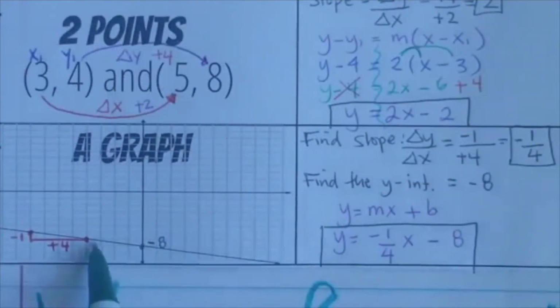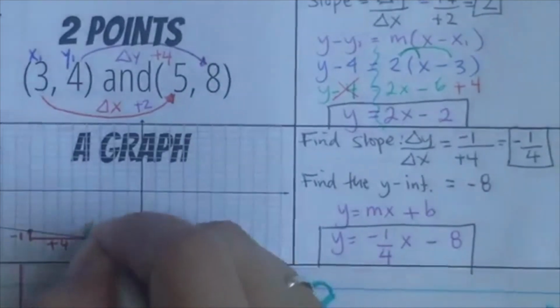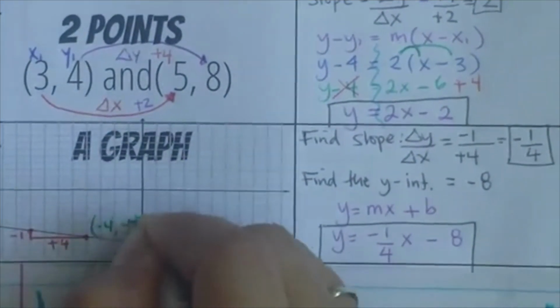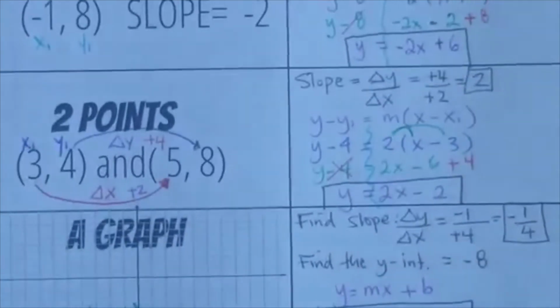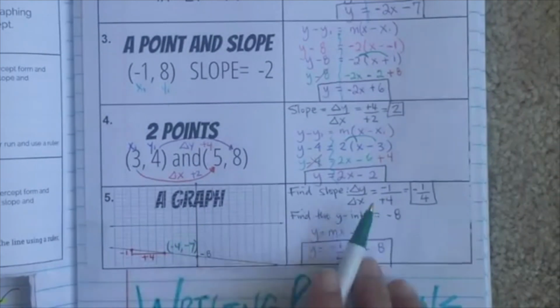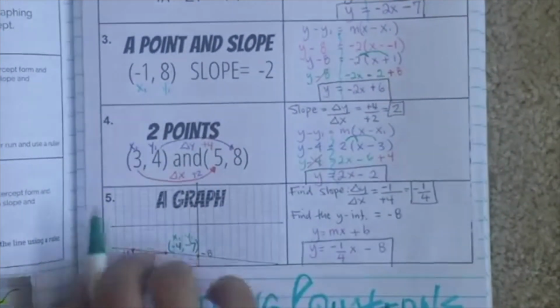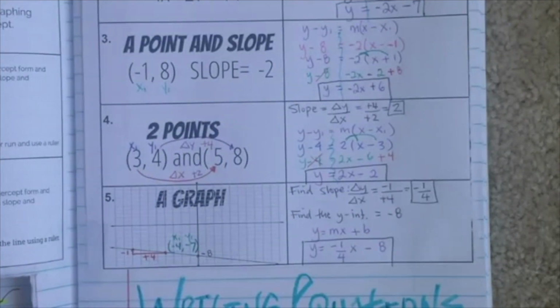Another way you could actually do this is you could find a point. So I'm finding a point right now, and that point is negative 4, negative 7, and then now you have a point and a slope. So you could do it like the way we did it before with a point and a slope. But it's a lot faster just to find the slope and then just find the y-intercept. But if the y-intercept isn't exact, you'd go with a point and a slope.